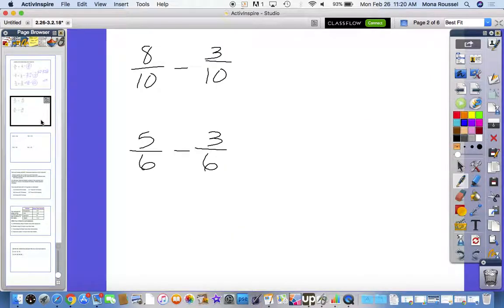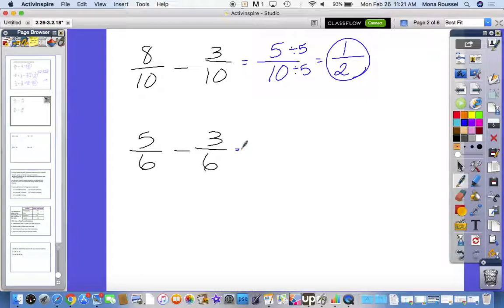When subtracting like fractions, it's the same procedure, where we subtract only the numerators. 8 minus 3 is 5. The denominator 10 stays the same. The fraction is not improper, but we have to see if it can be simplified. We know 5 can go into both 5 and 10, so we divide by 5. We get 1/2, which is a simplified fraction.